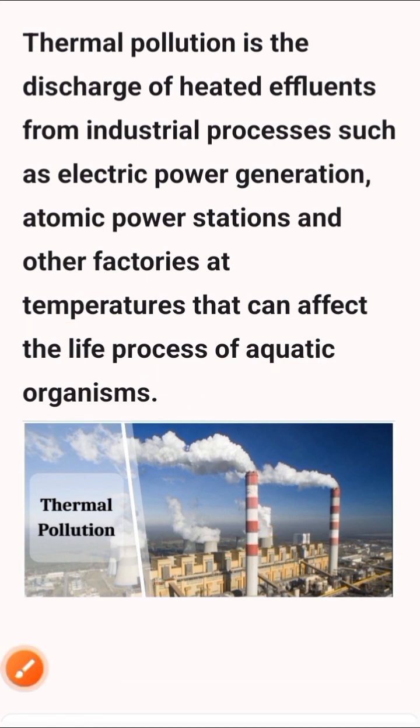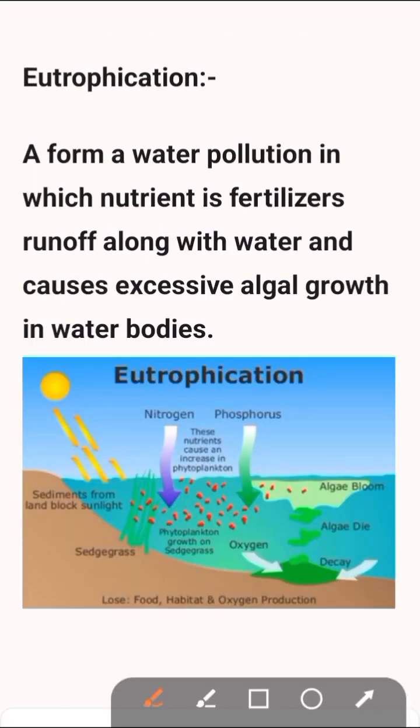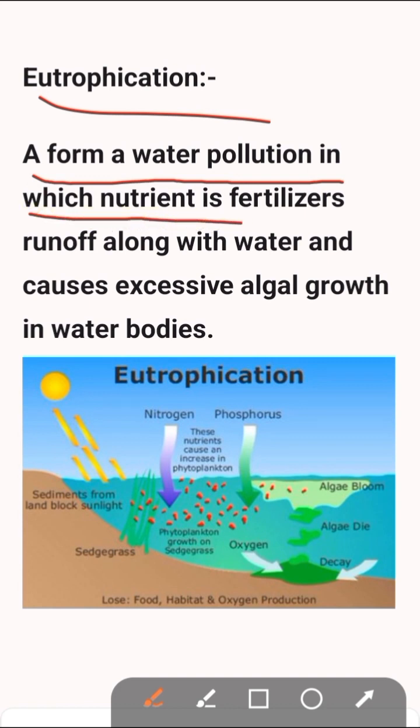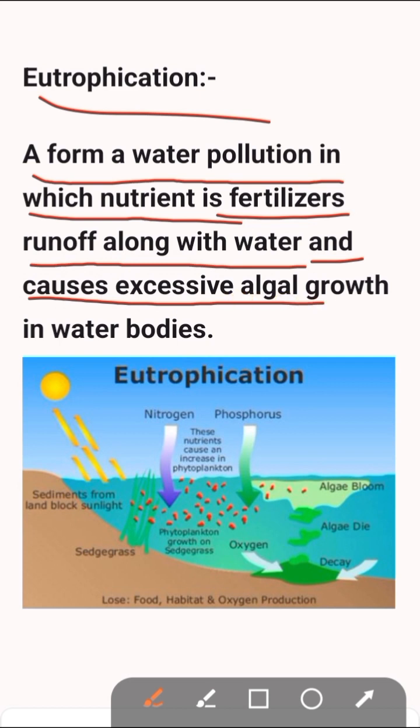Okay. My dear viewers, now discuss eutrophication. Okay, a form of water pollution in which nutrients from fertilizers run off along with water and cause excess algal growth in water bodies. This picture explains eutrophication. Okay, please show the picture.